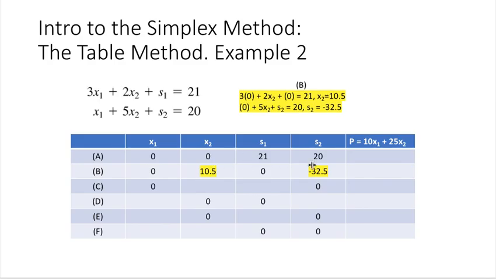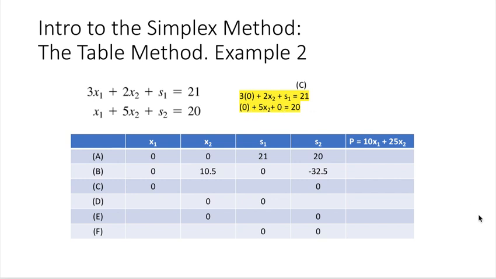And we put that into our chart, into our table. All right, 2 rows done. We have 4 to go. So in row C, we have x1 and s2 are going to be 0. So for row C, plugging 0 in for x1 and 0 in for s2.